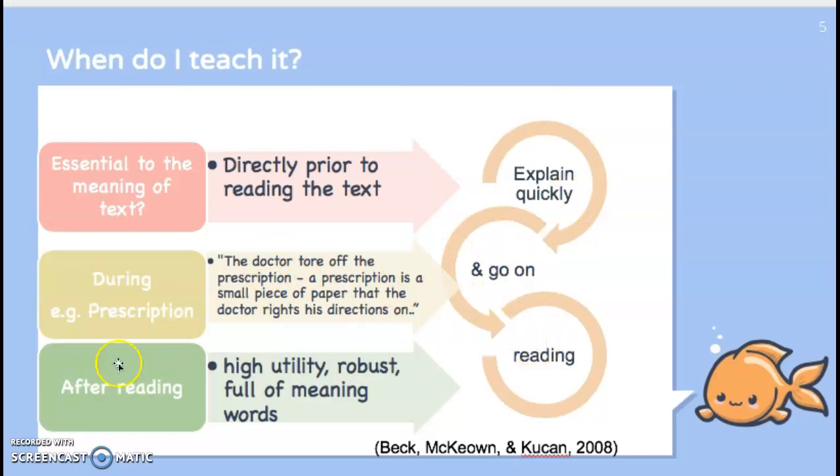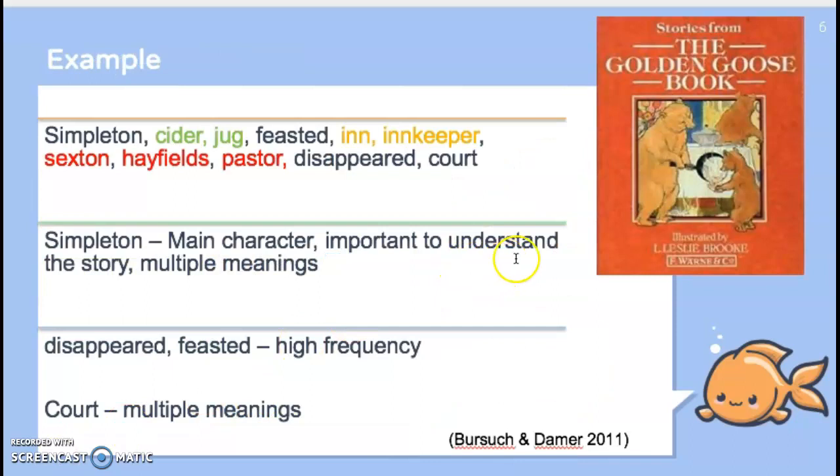Here, I'm just explaining it real quickly while I'm reading so they can understand the text, and then I keep reading. There are some words that I would pick to instruct after I read the text. Those are high frequency words or high utility words, and I might need to explain the meaning. So let's look at an example here. Let's say you want to read The Golden Goose book. Now, most authors have keywords in the text that they've highlighted that might give you clues that you can use for vocabulary instruction.